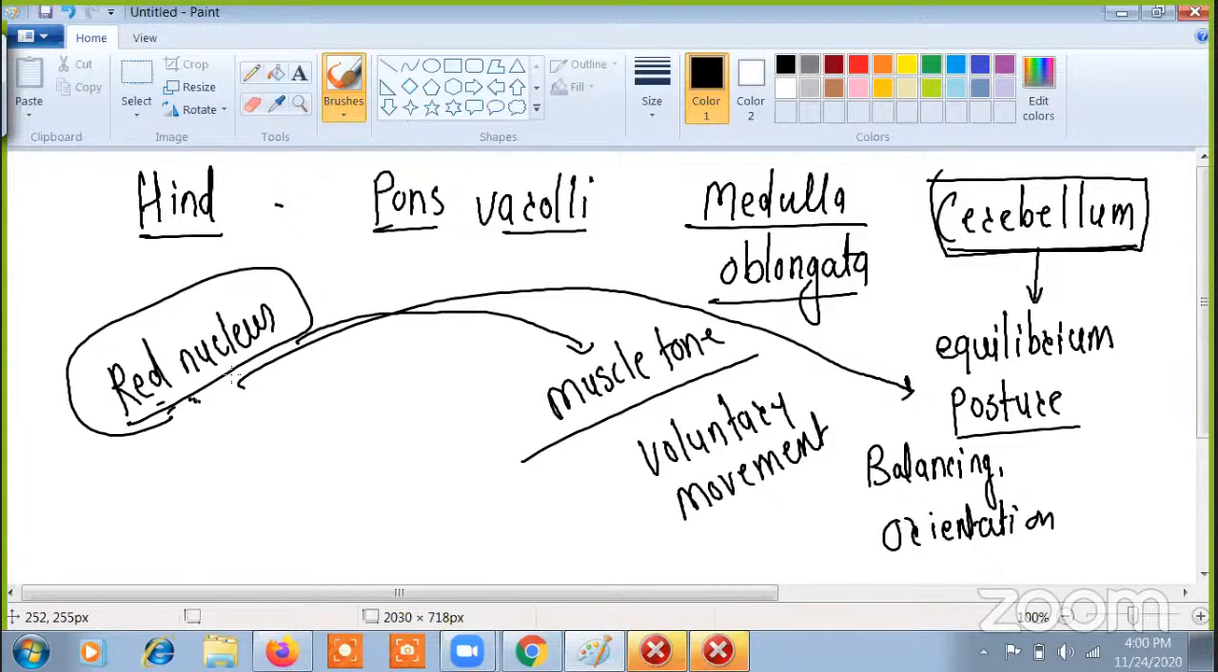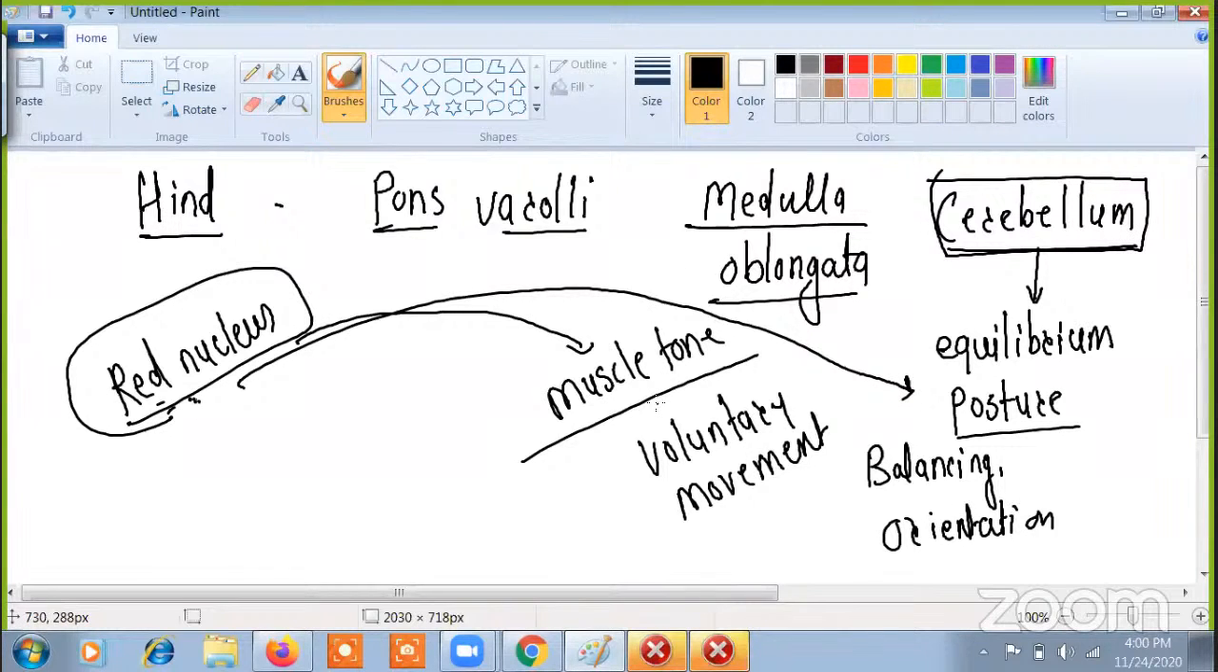When we walk, as I said yesterday, we walk straight, or suppose when writing we write straight. Then this balancing, or the movement of our body according to what we say, all this is controlled by the cerebellum. It is called the equilibrium of the posture, balancing and orientation, right? So according to our gesture, our posture changes, and that is controlled by the cerebellum, and the red nucleus is also involved in this. I hope you have understood.